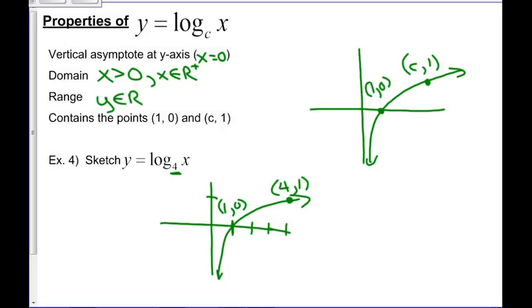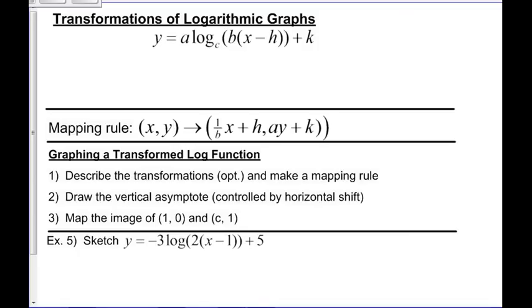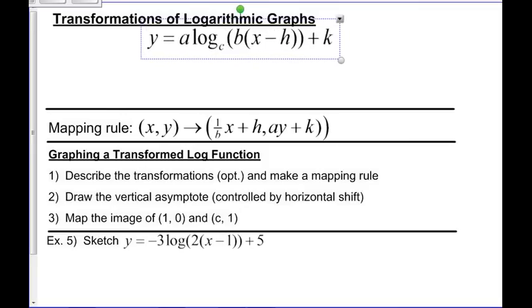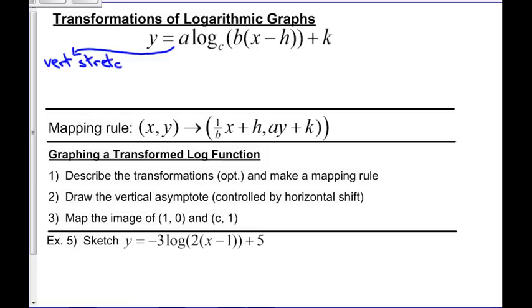But of course, we're not content with just having the basics. We're going to start to transform them just like we did in Chapter 1. So we'll do a real quick recap here on what all the parameters do. If I have y equals a log base c of (b(x minus h)) plus k. Here's what we know. a controls your vertical stretch, so vertical stretch by a factor of a. And it can also give you an x-axis reflection.